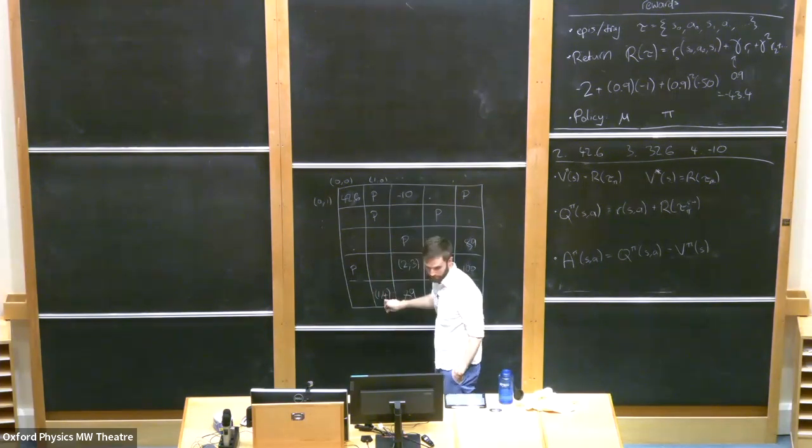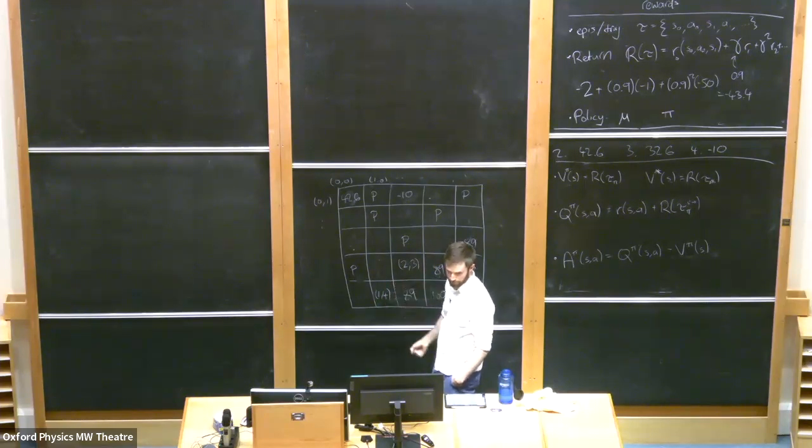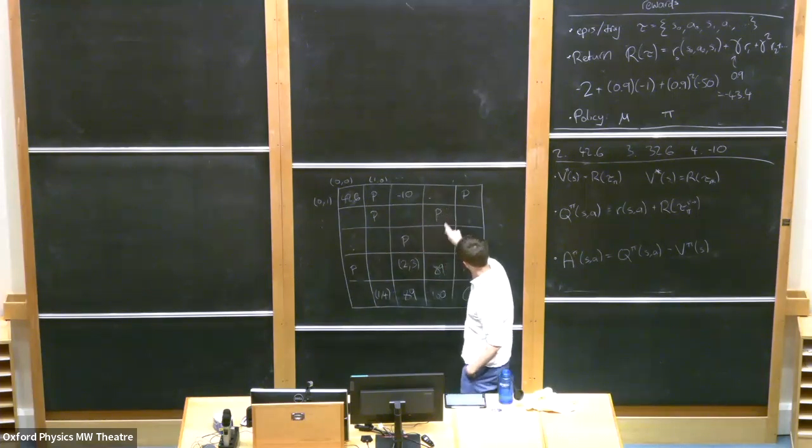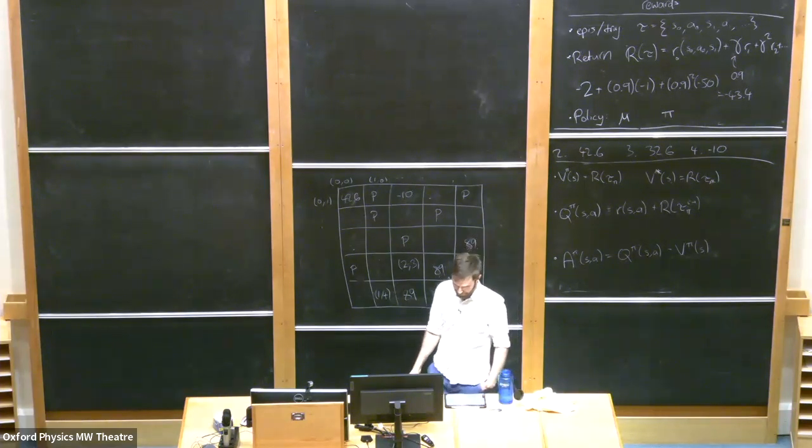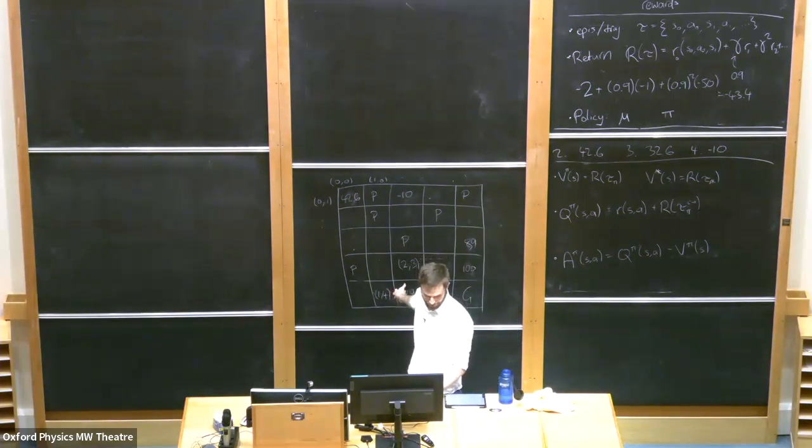So if you started here, and then you went down, and then acted optimally, what would you get? And then what was the next one I did? If you started here, and then you went up, this goes 3, 4. What would you get for the Q function? Sorry, that's an advantage function, not Q function.